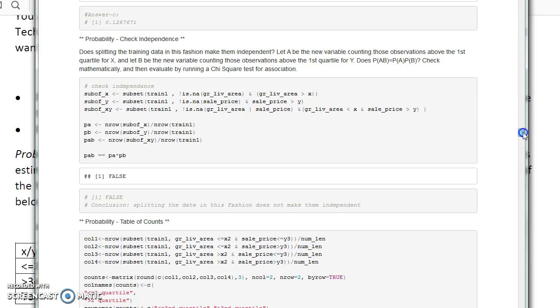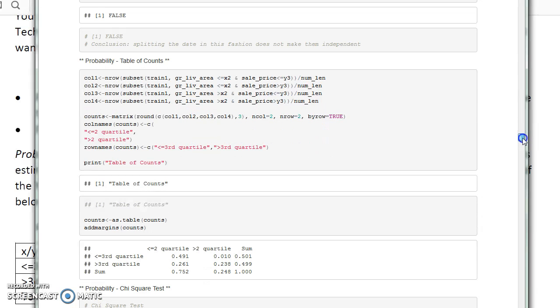So now we want to check independence. I set each variable to the data sets for the equations of living area greater than x, sale price greater than y, and then both together. Greater living area less than x and sale price greater than y. So I took the probability of each one and then the probability together, and then compared them. Does P(AB) equal P(A) times P(B)? And the answer is false. So splitting the data does not make them independent.